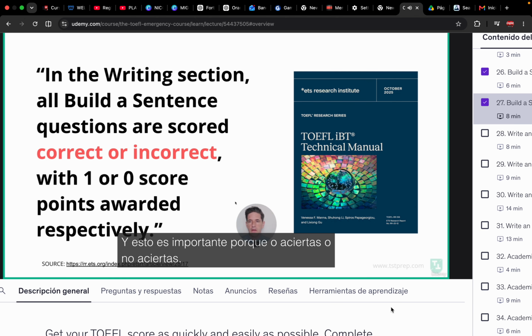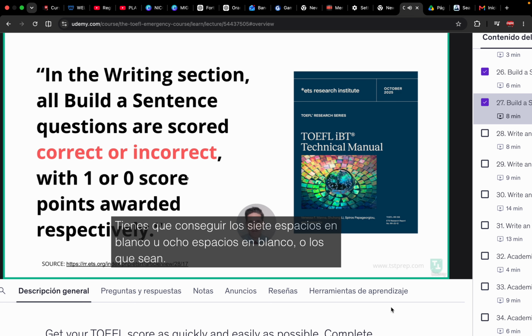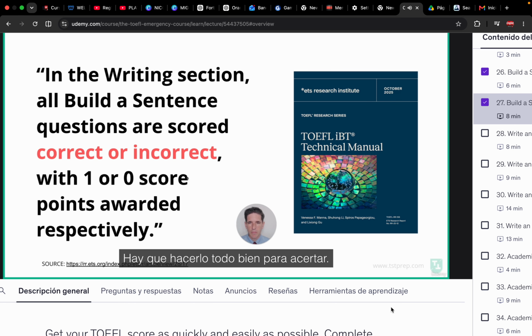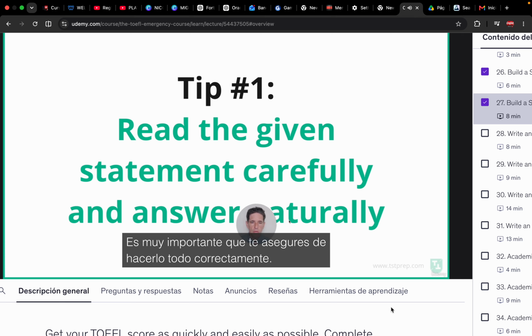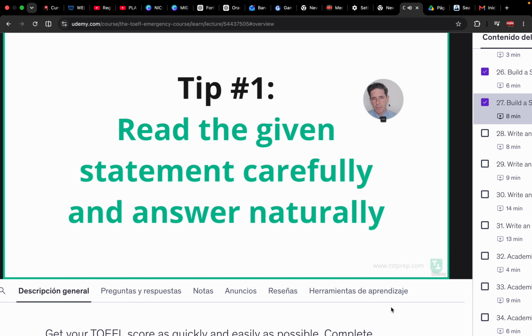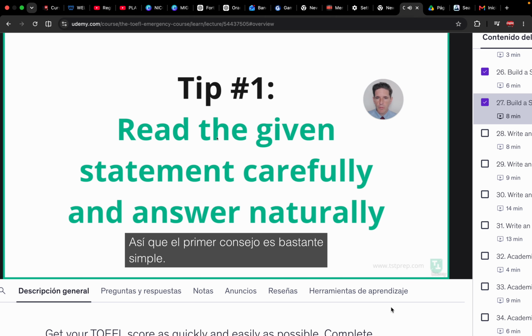And this is important because you're either correct or incorrect. You have to get all 7 blanks or 8 blanks or however many there are. You have to get it all right to be correct. If you miss one, it's 0. So very important. You want to make sure you do this all correctly. So first tip is pretty simple. You read the given statement carefully and answer naturally.